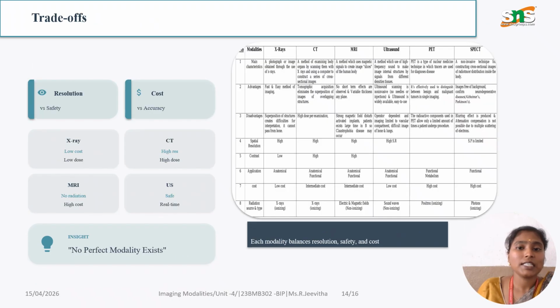No perfect imaging system exists. There are trade-offs: resolution versus safety, cost versus accuracy. For example, X-ray is cheap but low in detail. CT has high resolution but high radiation. MRI has no radiation, but it is very expensive. Ultrasound is safe and real-time. Every modality has its own pros and cons.